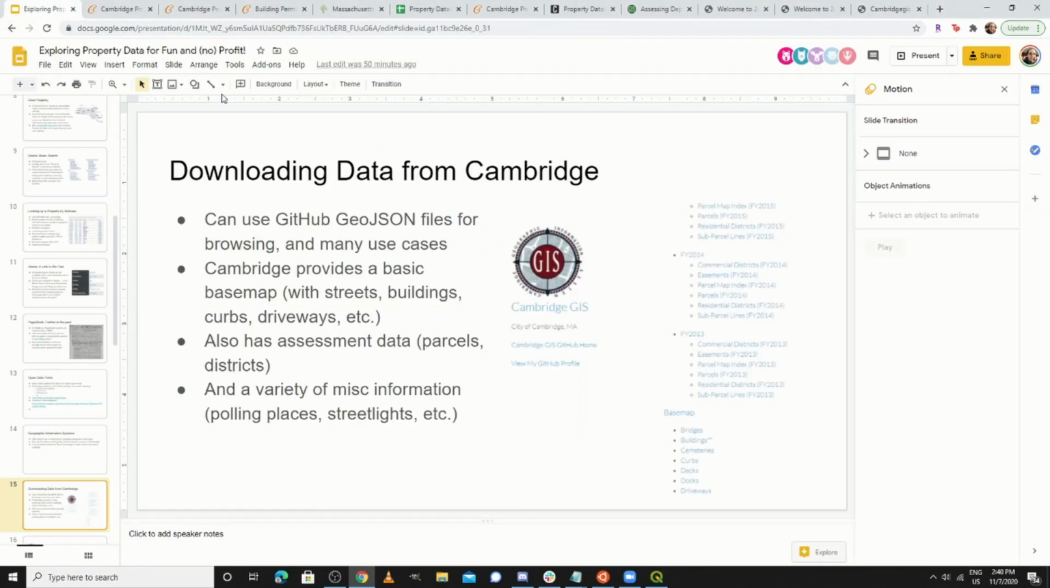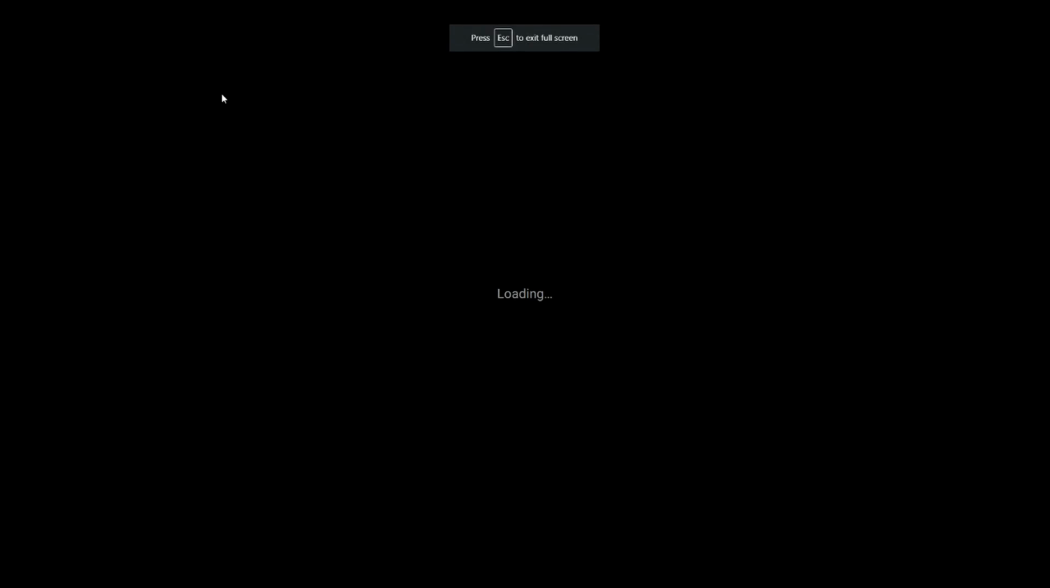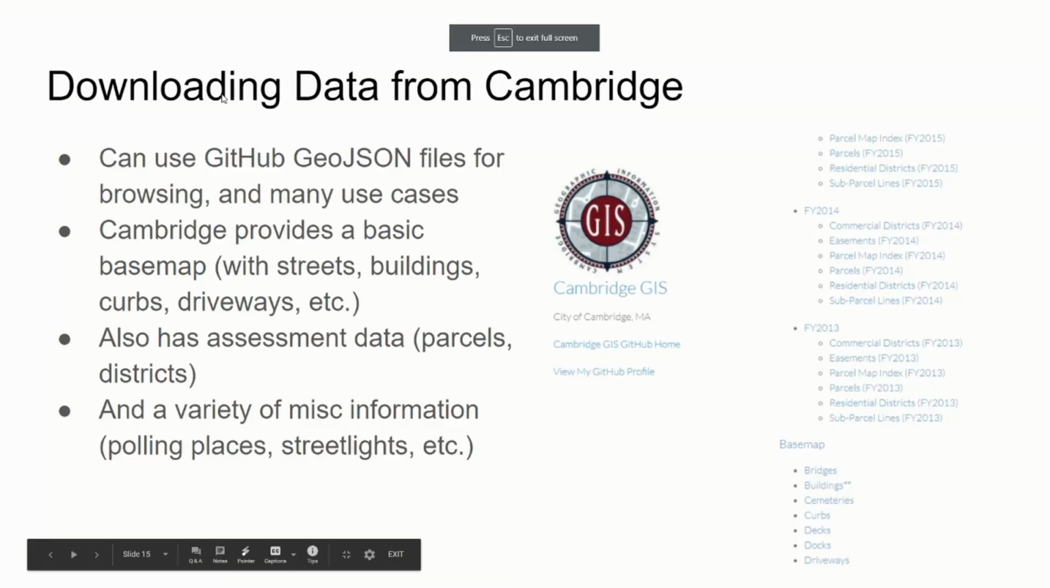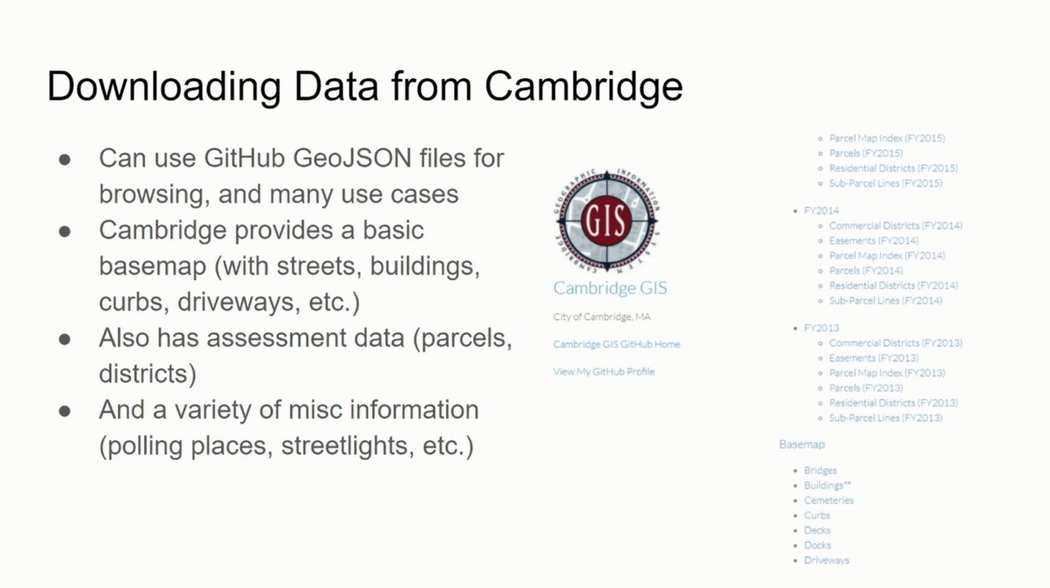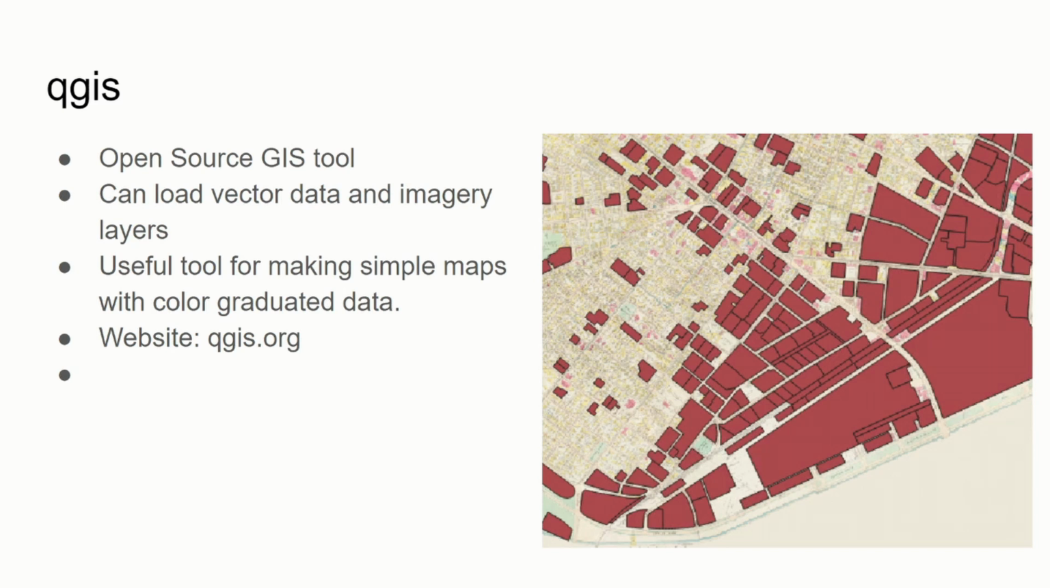All right. So let's see where I am in my presentation. Yeah, so we got assessment data, which is parcels. We have driveways and all the buildings and all the streets and all the curves and all the everything. So QGIS is the tool we're using. It's an open source GIS tool. You can load vector and imagery layers. So it's a useful tool for making simple maps with color graduated data.